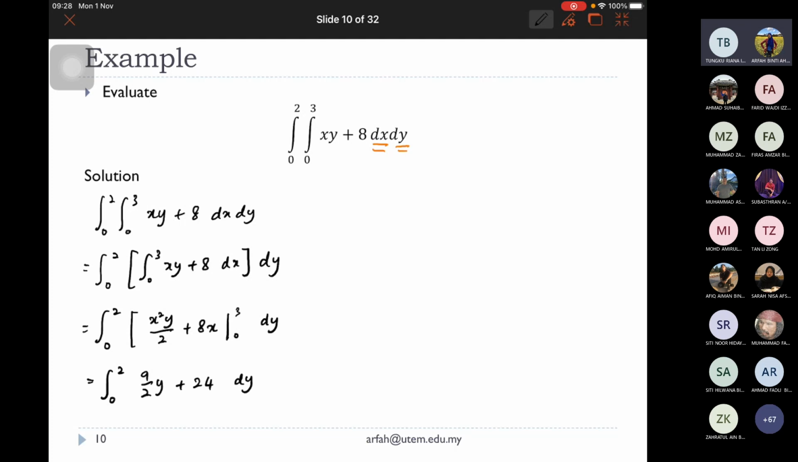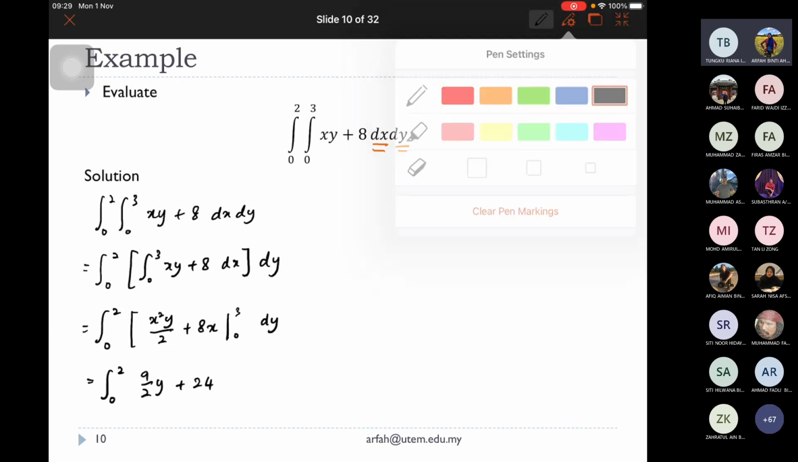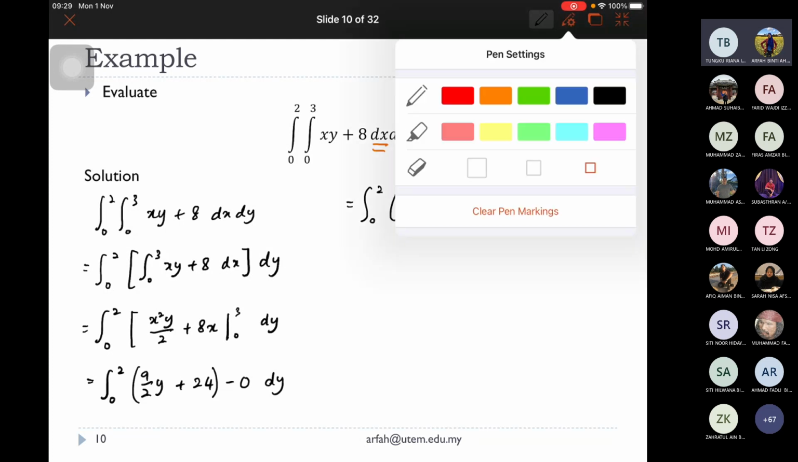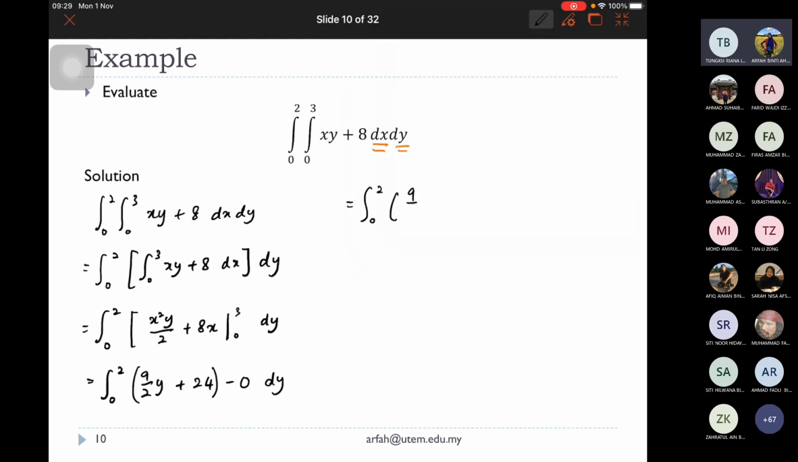So yang lagi satu kosong. So you don't have to gantikan dengan kosong. Sebab kosong kalau you gantikan pun tak ada apa. But it actually in real memang it will become minus 0. Okay, dy. So equal to integration from 0 to 2, 9 per 2y. Okay, 9 per 2y tambah 24 dy.